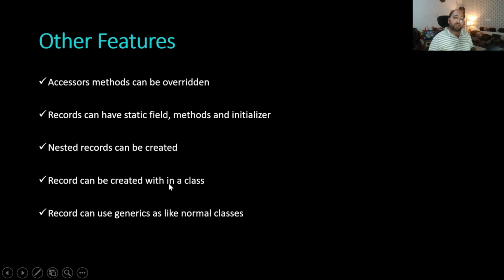A record can be created within a class, and we can use generics as well. These are other features if you want to explore. So this is what I wanted to cover, guys, as part of the current discussion. In the next lecture, we will explore this record in the test automation realm, especially for deserialization of objects as well as for data provider usage in TestNG.